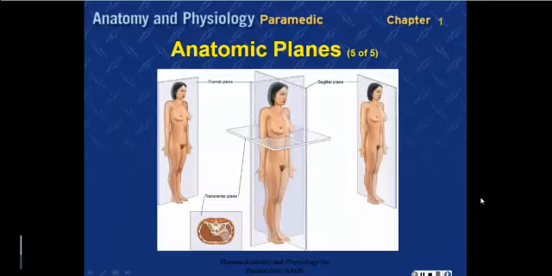Sagittal plane is just off center. Midclavicular. The sagittal plane that's labeled here is actually running through the mid-sagittal. It would be a mid-sagittal plane. Notice that the frontal plane divides anterior from posterior, and the transverse plane divides inferior from superior.